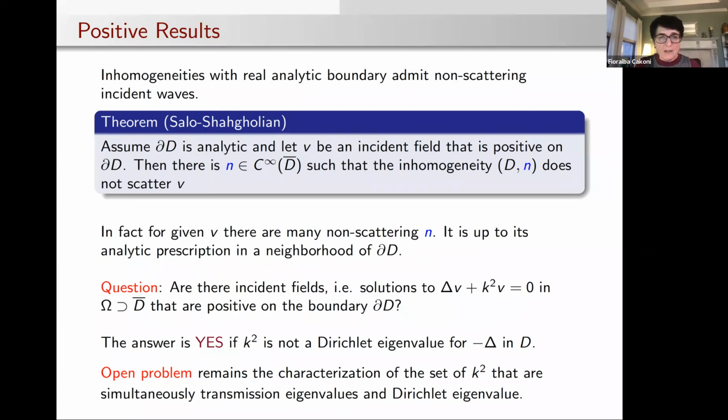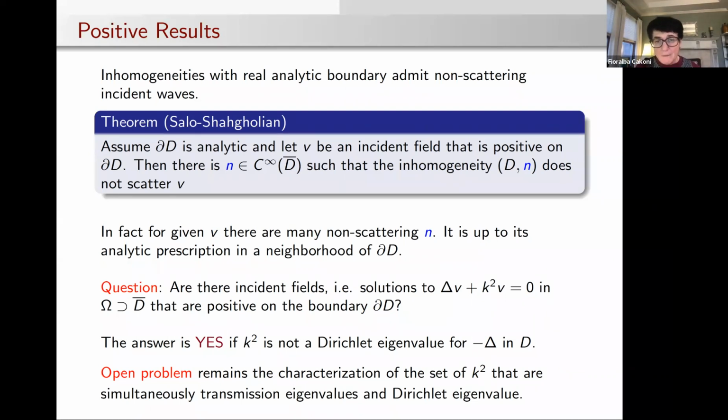So this was answered in that paper by Salo and Shahgholian, and basically they said the following, right? If the incident field is positive on the boundary, and if you prescribe a refractive index as an analytic function in the neighborhood of the boundary, then you can extend this refractive index inside D as an analytic function for which the inhomogeneity, if D is given an analytic domain, doesn't scatter the incident field. So they give positive results, right? They are not saying that given an analytic inhomogeneity, there exists an incident field. They are saying that given an analytic region, this analytic region can support an analytic refractive index for which an incident field that is positive on the boundary doesn't scatter. Okay, so are there incident fields that are positive on the boundary?